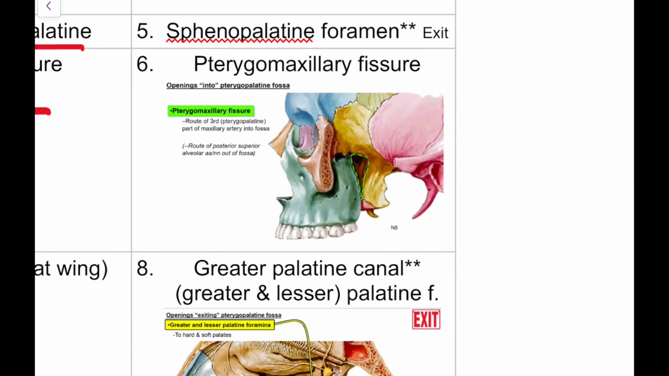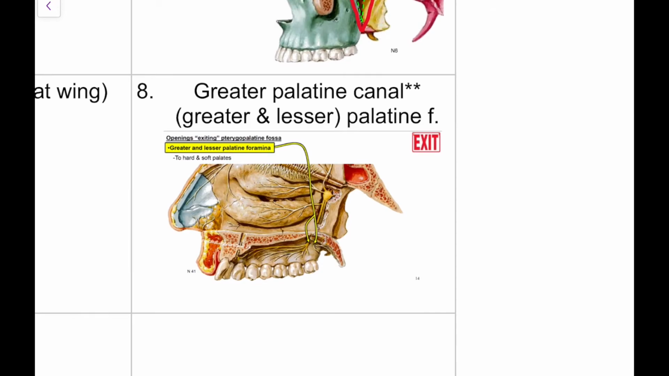We have the sphenopalatine foramen that is on the palatine side. We have the pterygomaxillary fissure, which is basically a door through which your PSA artery and nerve come out. Then on the bottom we have the greater and lesser palatine canals, which give you the greater and lesser palatine foramina, where the nerves come out. Here in the middle we can see the pterygopalatine ganglion, and then it gives you the two branches, greater and lesser palatine.